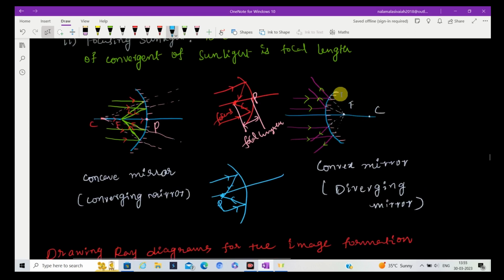So coating will be inward. This is a coating wherever you can take the mirror. So this convex mirror, this coating will be inward. These light rays are coming from infinity. After reflection, those light rays are moving away from the principal axis.